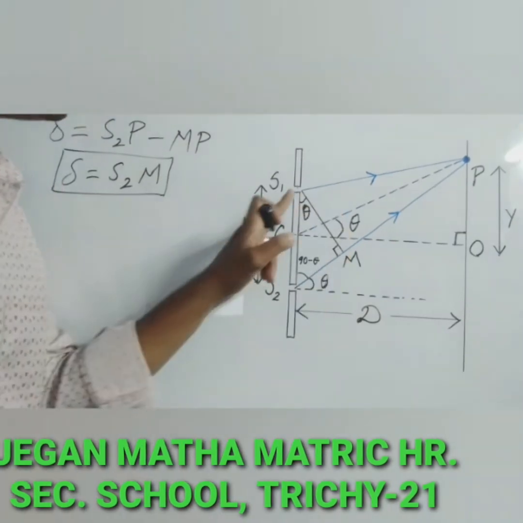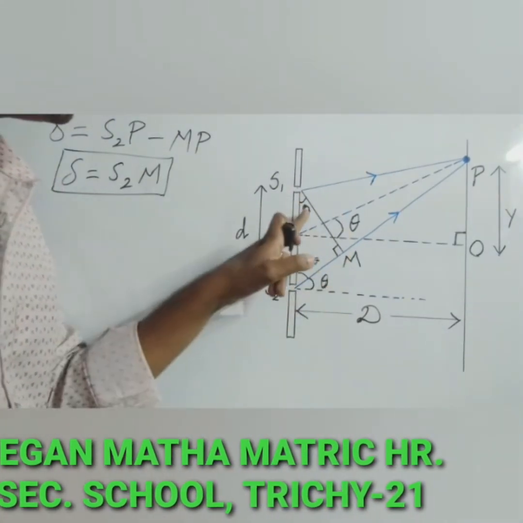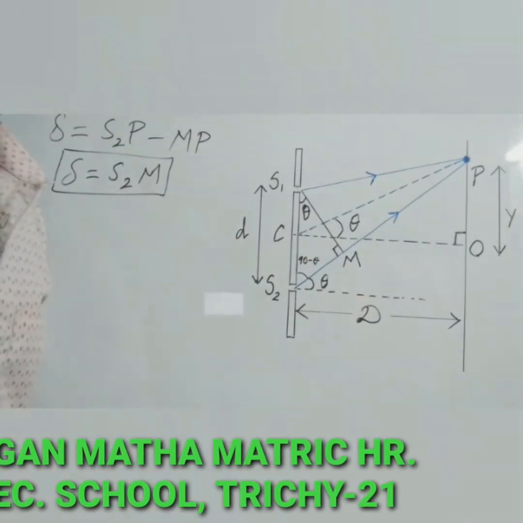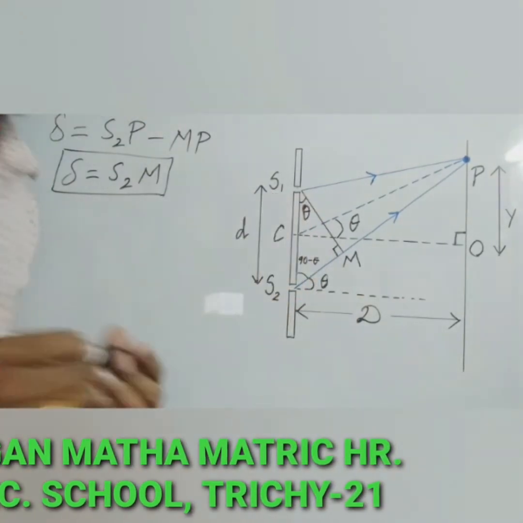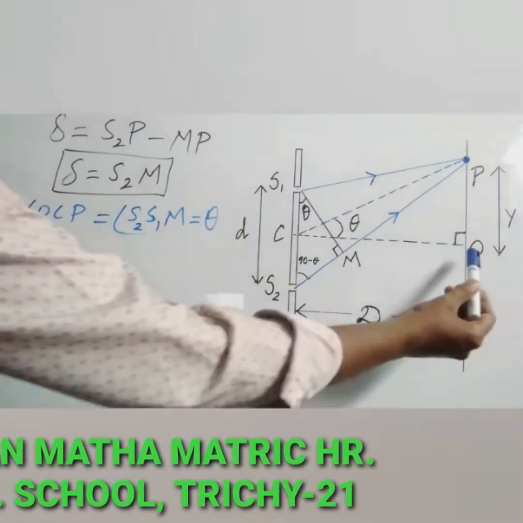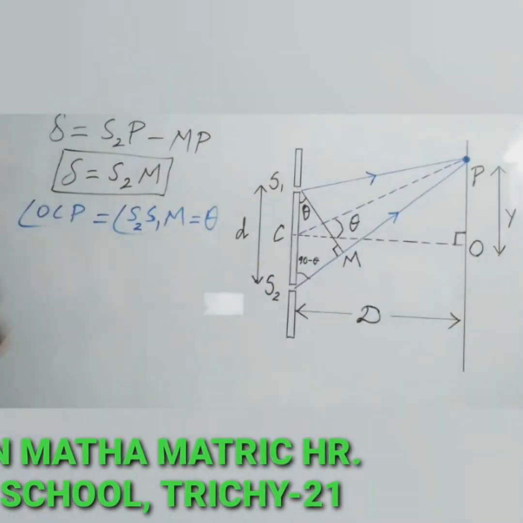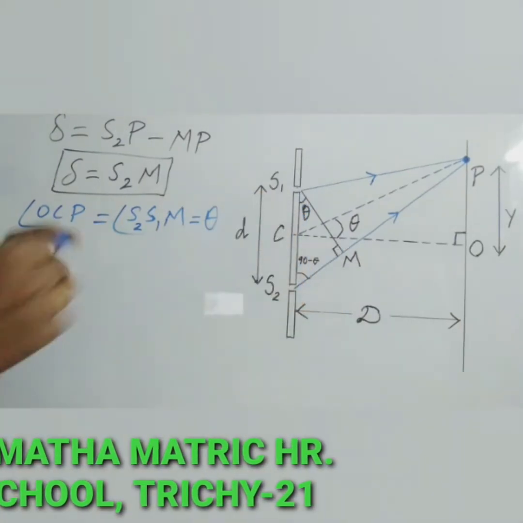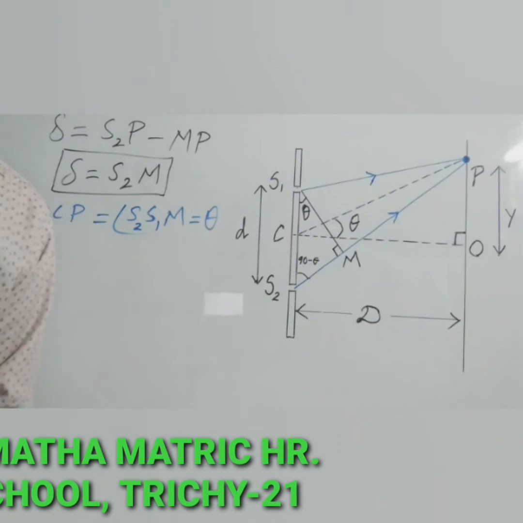If you have a doubt, you can add the three angles. Theta minus theta can be cancelled. 90, 90, 180. So here that angle will be theta only. So we can get the new relation. Angle OCP is equal to angle S2S1M. So both are equal to theta.